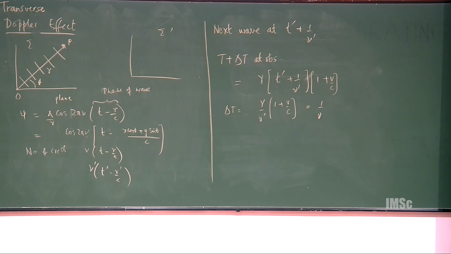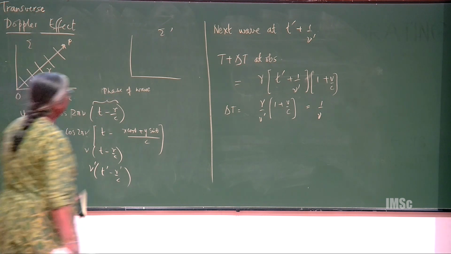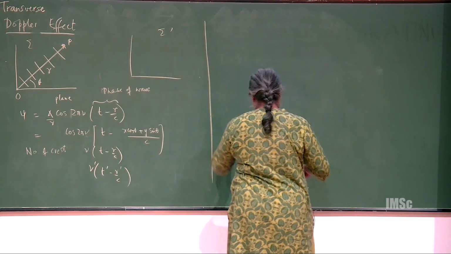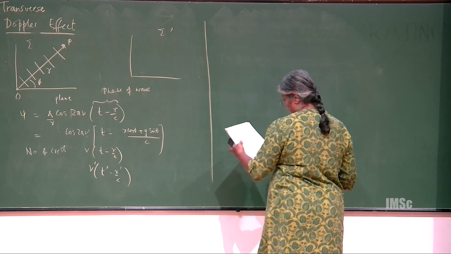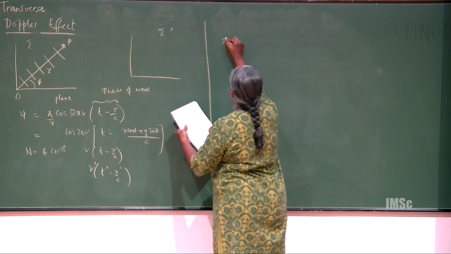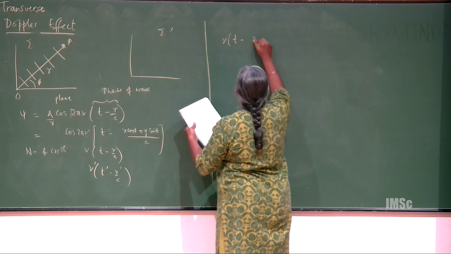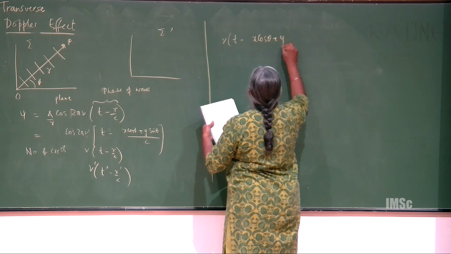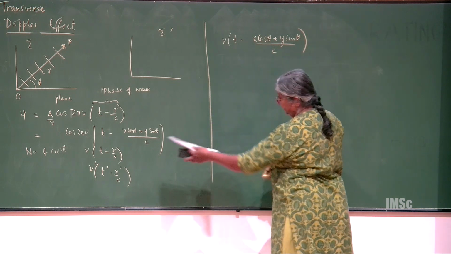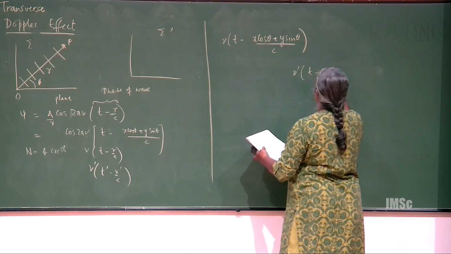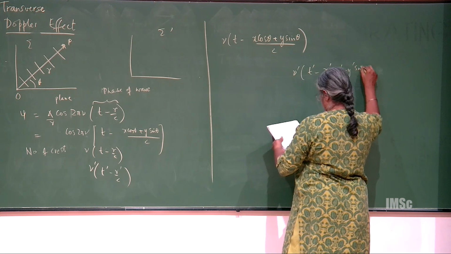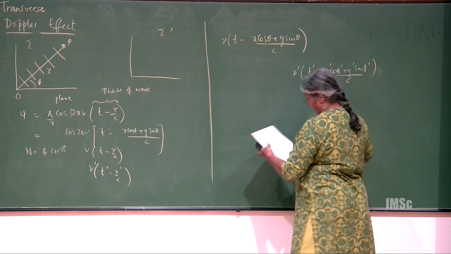There should be some place to put the duster over here, keep walking up and down. So you have nu times t minus, so x cos theta plus y sin theta by c, and this one has nu prime into t minus x prime cos theta prime plus y prime sin theta prime by c.